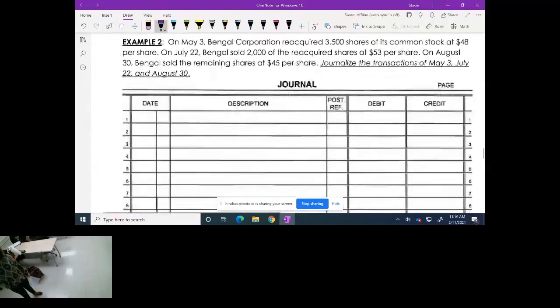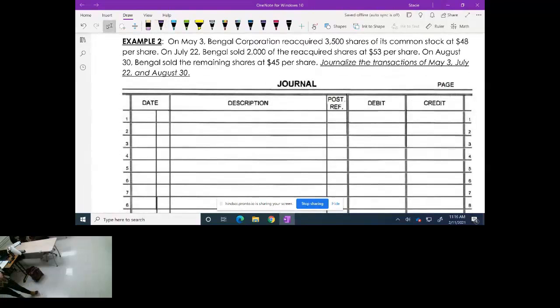All right, example 2, May 3rd, Bengal Corporation reacquired 3,500 shares. So look for the words reacquired and common stock. That tells you it's a treasury stock entry. $48 per share is their cost. And then they go through selling the shares back. So let's see what this one looks like.